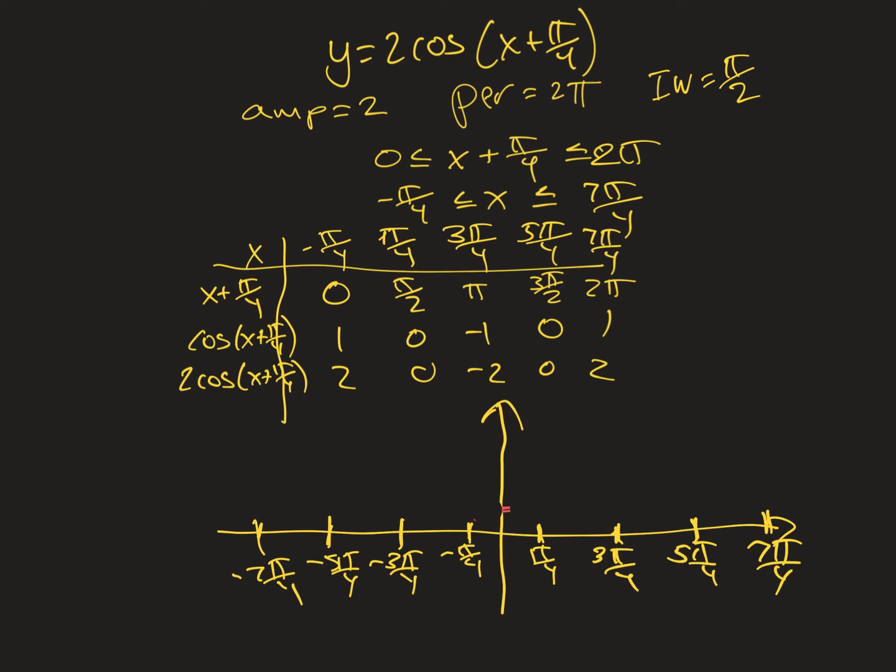All right, so now I'm just going to erase that. We said at negative pi over 4, I'm going to be up at 2. And then at pi over 4, 0, negative 2, 0, 2, and continuing the other way here. So it indeed does look like, and it should look like, a cosine graph shifted to the left pi over 4.